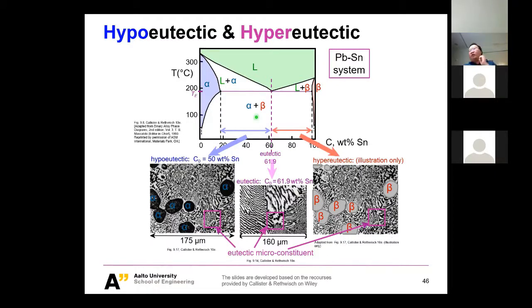I think everybody knows what this prefix hypo means. Yeah, that means under. So it's under eutectic, so to the left. So very easy to understand. Then we have the hypereutectic, the same concept. And hyper, I think you know hyper means over, yeah. So that is over the eutectic composition.